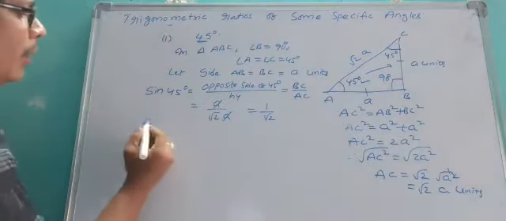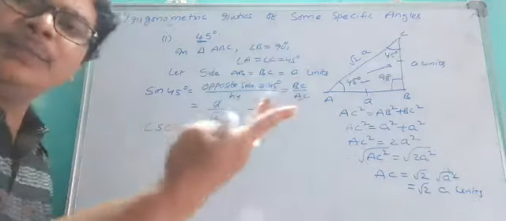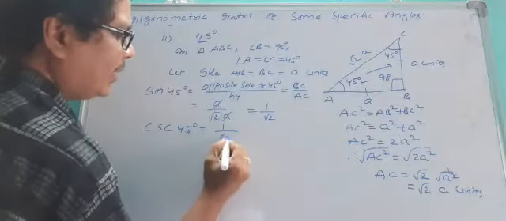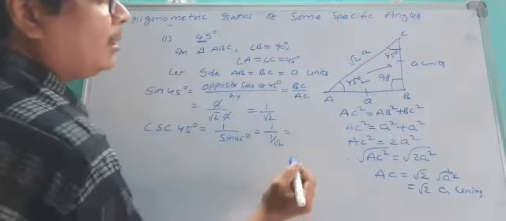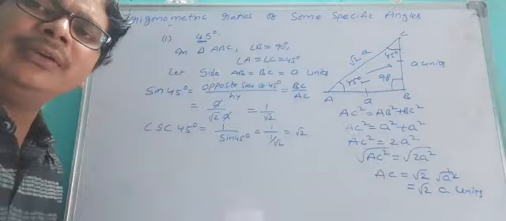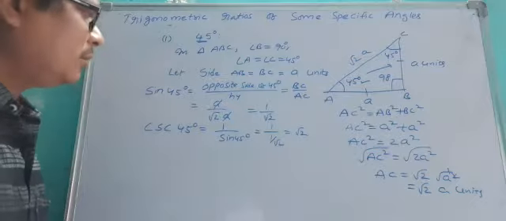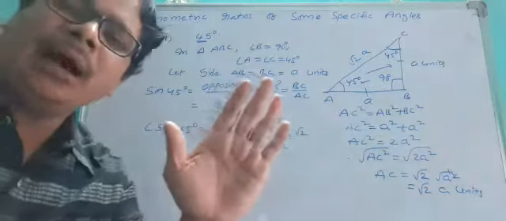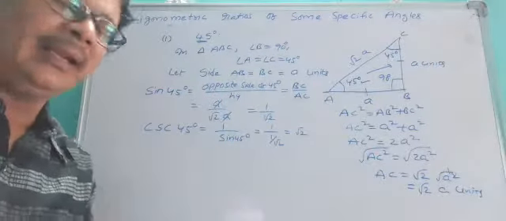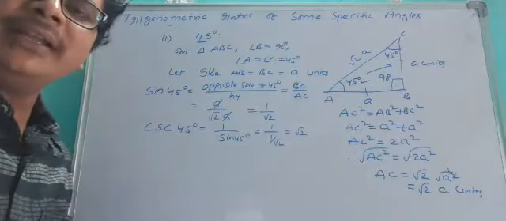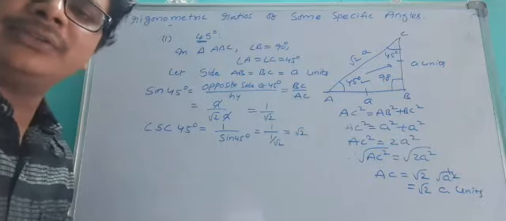Now write its reciprocal, cosecant 45. Cosecant 45 means the reciprocal of sin, 1 by sin 45, simply 1 by 1 by root 2. So after the reciprocal you write root 2. Sine theta means opposite side by hypotenuse. Cosecant theta, the reciprocal, means hypotenuse by opposite side. So this is sin 45 and cosecant 45. Now we have to discuss the remaining ratios.